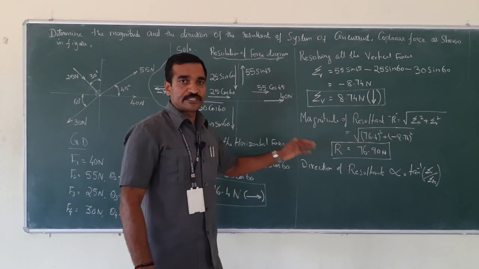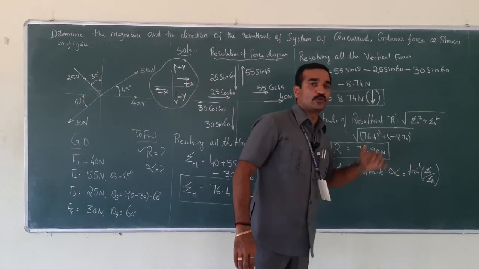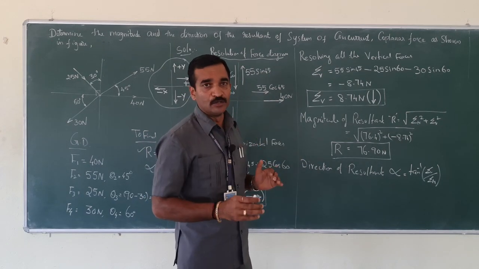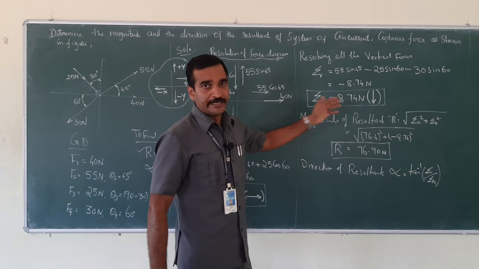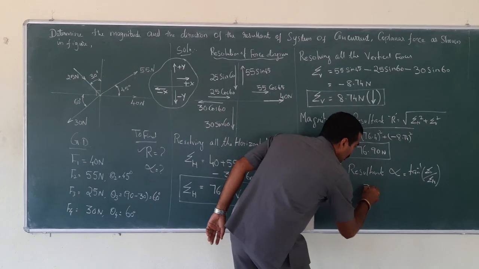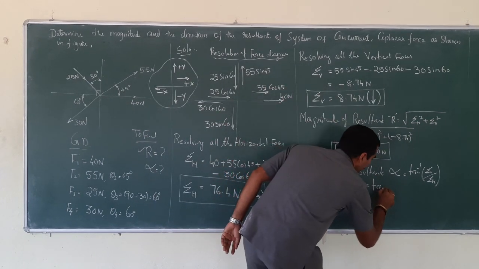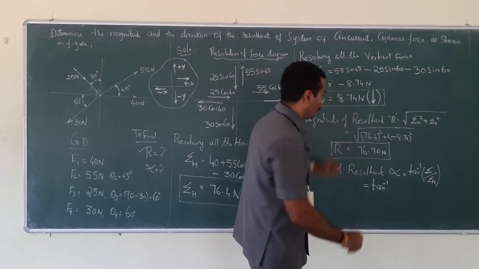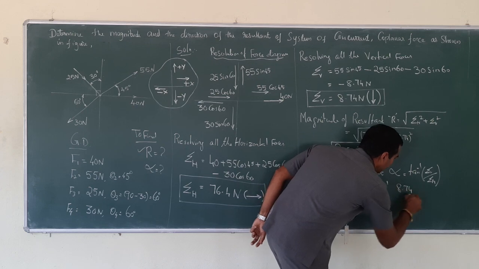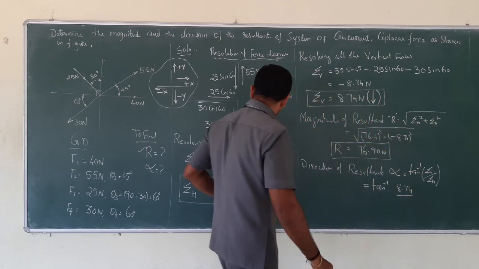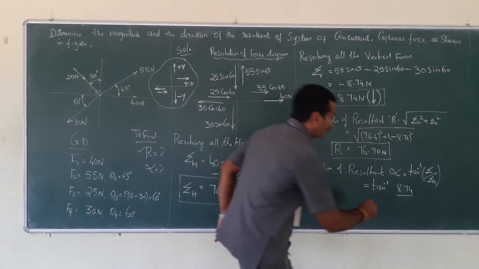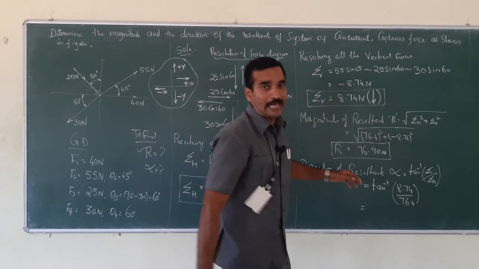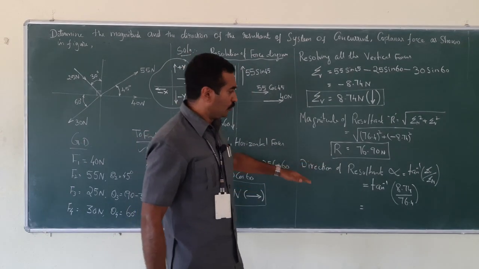Right. When you substitute the value in this equation, you should always feed the positive value. You should not feed in the negative value here. So alpha is equal to tan inverse of summation V value, 8.74, divided by summation H value, 76.4. By using the calculator, you can arrive at the value, right?